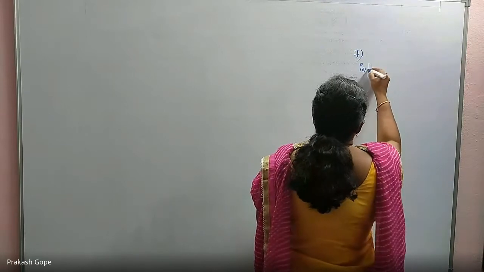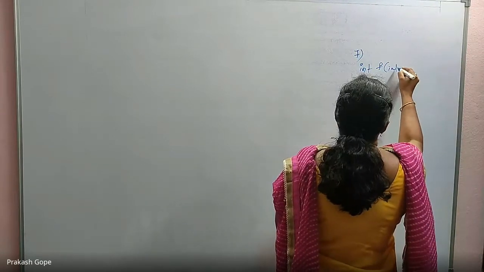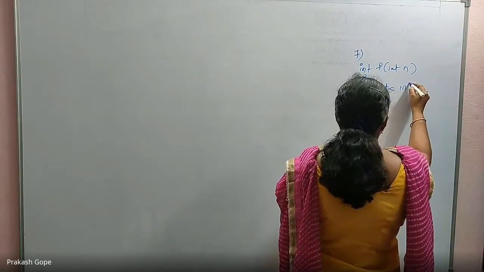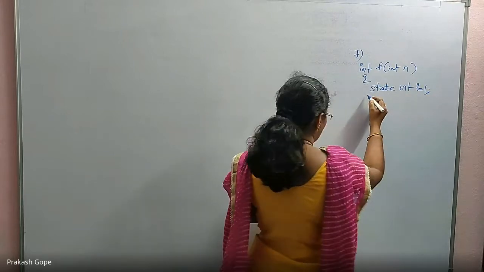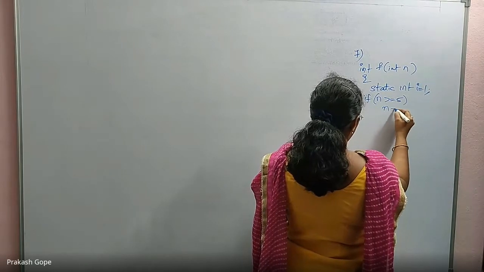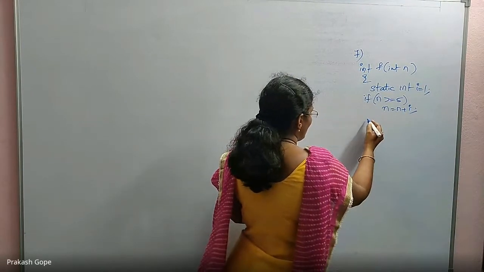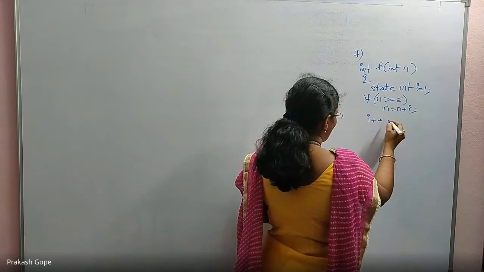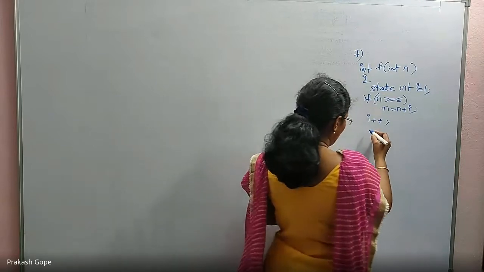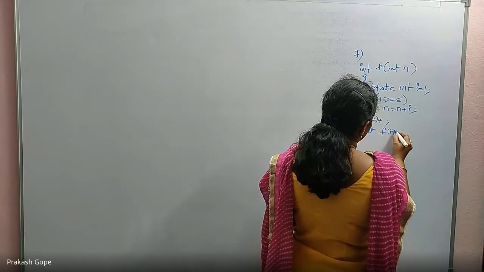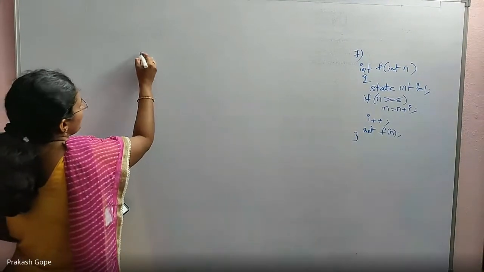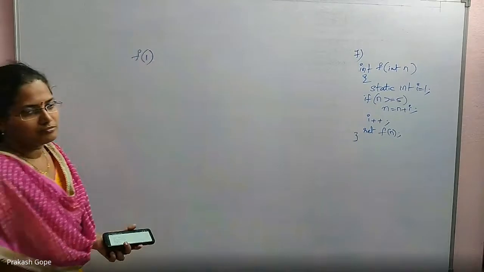So the function is like this: int f of int n, static int i equal to 1. If n greater than or equal to 5, n is equal to n plus i. The next line is not related to the if, only this statement is related to the if. Then return f of n. That's all. Now we have to find f of 1.